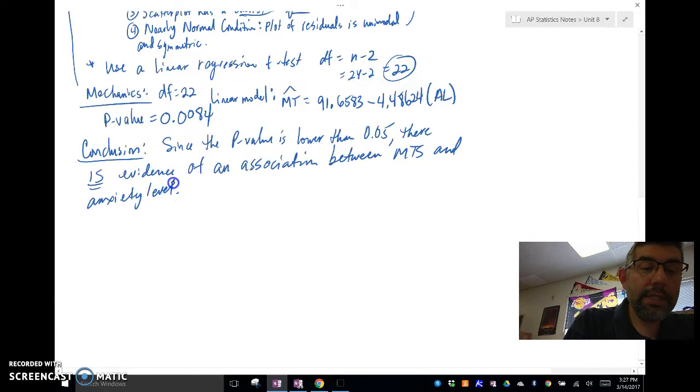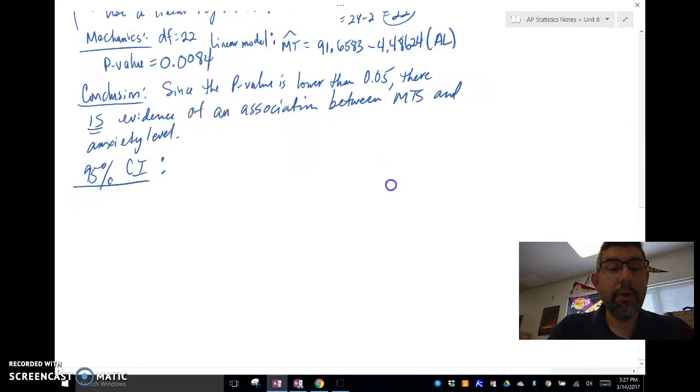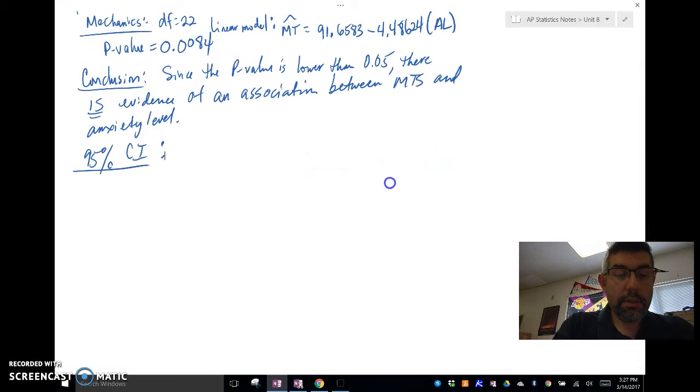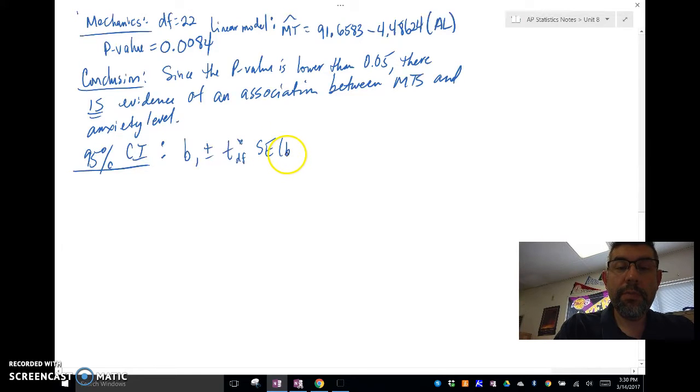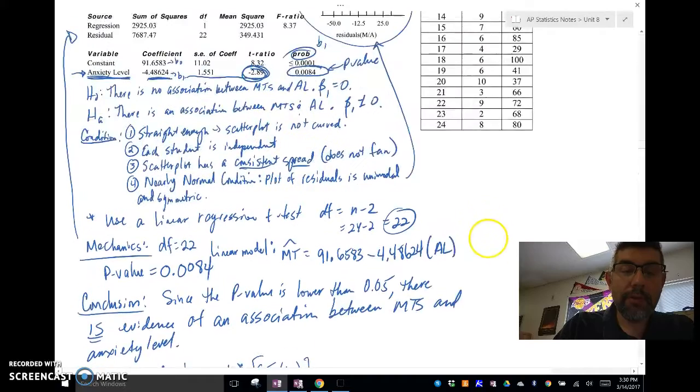All right, so let's say we want to find the 95% confidence interval. Here's the formula for our confidence interval: B1, which is our slope, plus or minus T star with our degrees of freedom, times the standard error of B1. And again, the standard error of B1 you're going to need from our output. So let's go up to our output and see what we got for each of these.